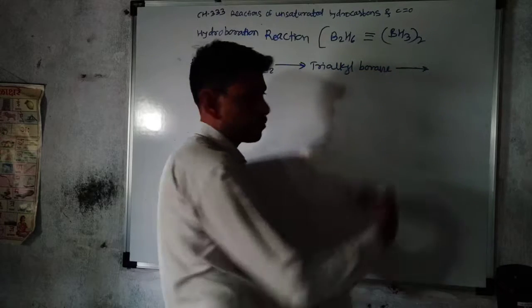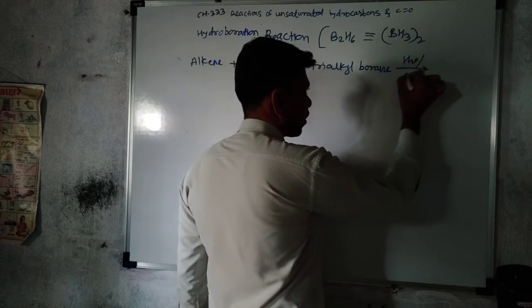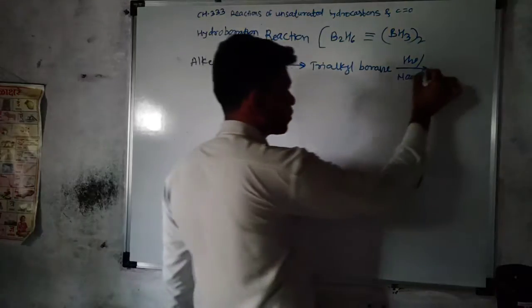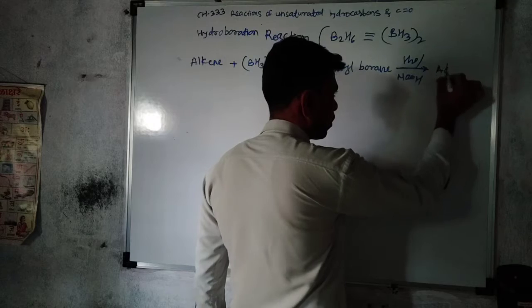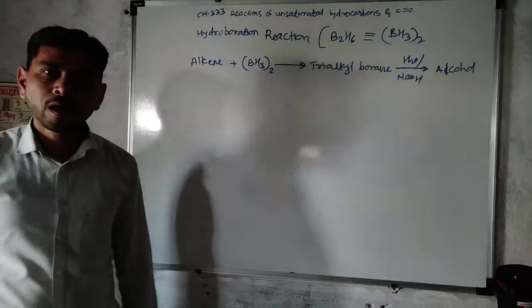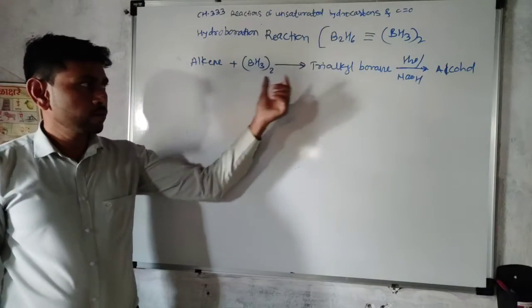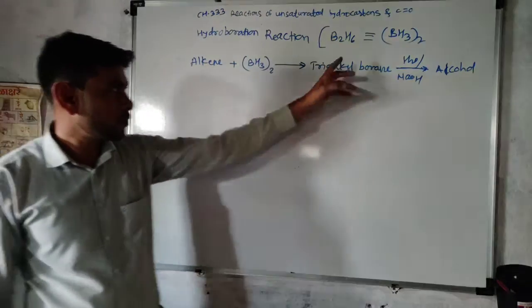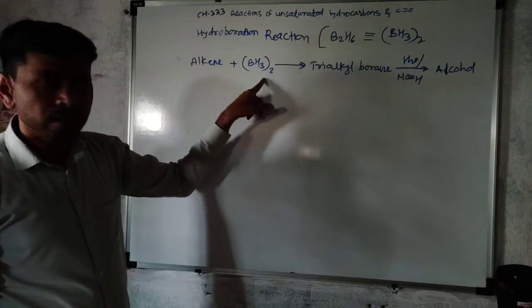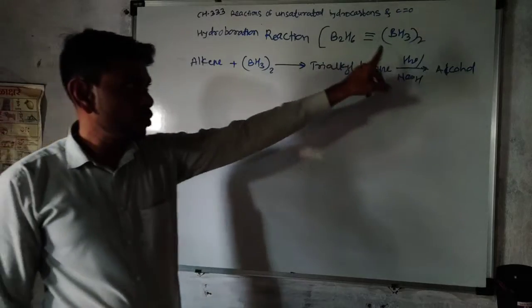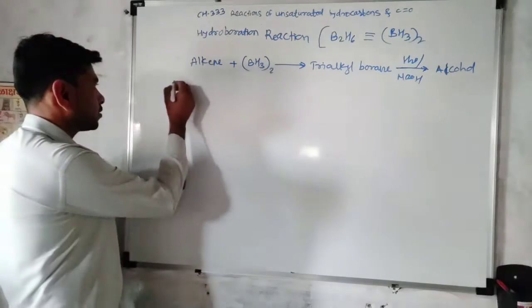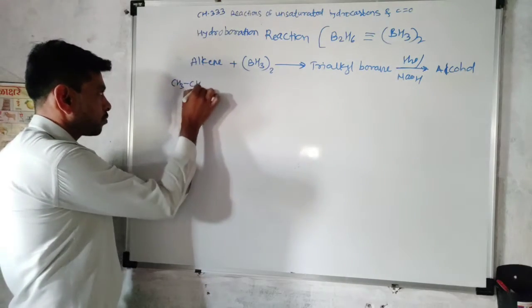further reaction in alkaline condition gives alcohol. So this is the simple process of hydration of alkene via diborane, via trialkyl borane. The alkene, when treated with diborane, forms trialkyl borane, which on further treatment gives alcohol. For example, here we have taken propylene.